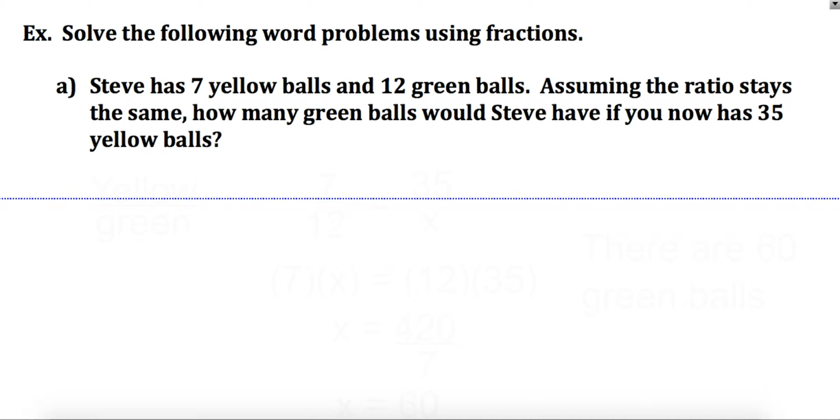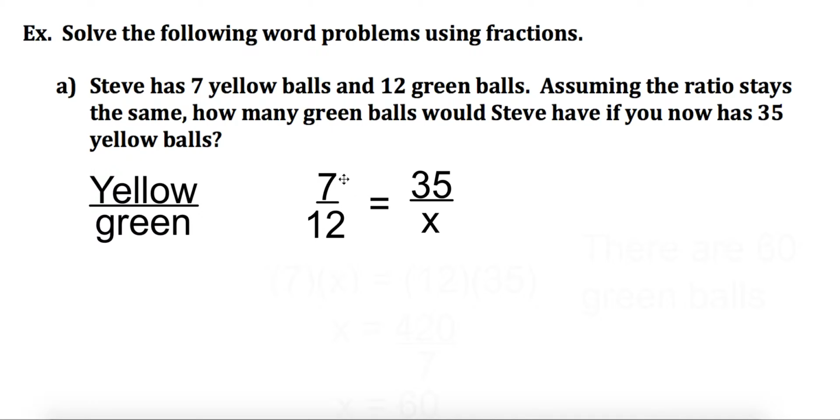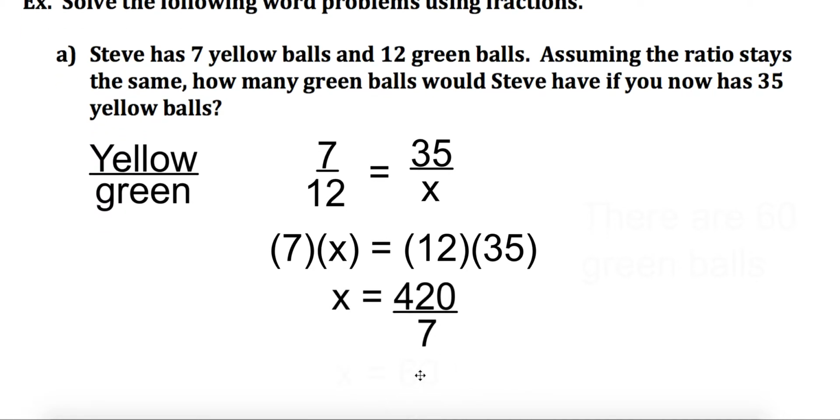Let's look at some practical applications of this now. Steve has 7 yellow balls and 12 green balls. Assuming the ratio stays the same, how many green balls would Steve have if he now has 35 yellow balls? So we're going to set that up, yellow to green. Then we set up our known ratio and our unknown ratio. We're going to cross multiply, divide, and get our answer.